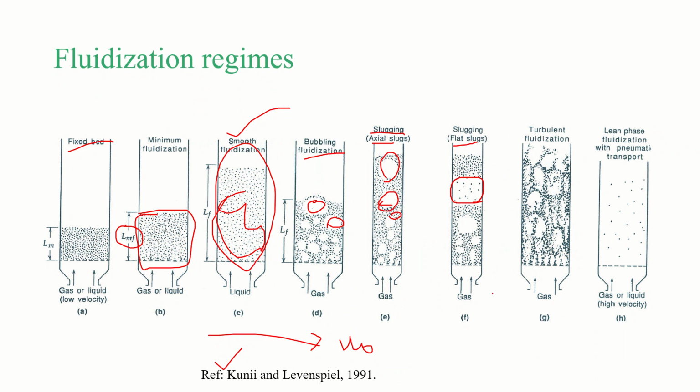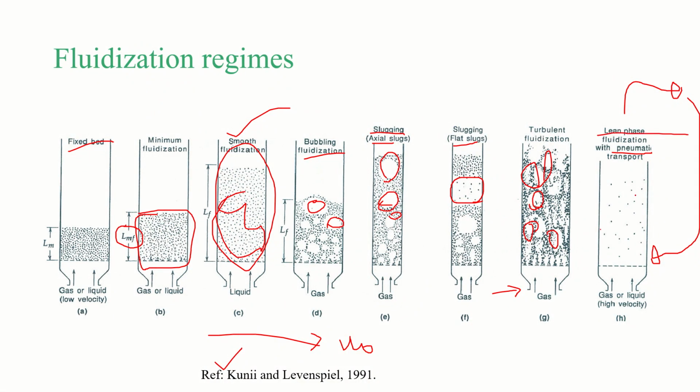With further increase in the velocity with the gas fluidization, the bubbles start to break and a very turbulent regime is observed. Turbulent fluidization takes place, and it would be chaos inside the bed. This is known as turbulent fluidization. And at last is the lean phase fluidization with pneumatic transport, wherein the particles can escape from the system and they would be recirculated back to the bottom. As you can see, only a few particles are present in the system, right? Because all the particles are transported, that is lean phase fluidization with pneumatic transport.